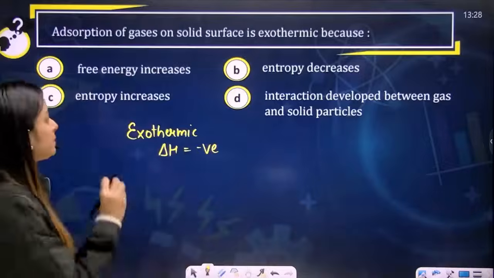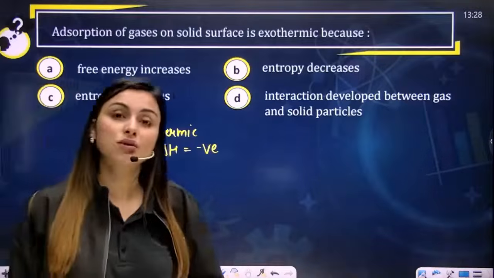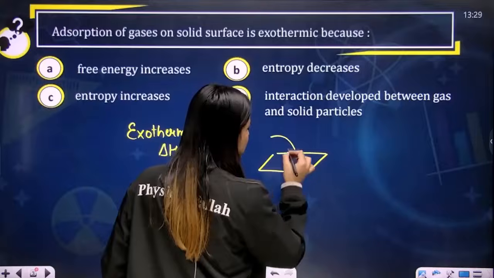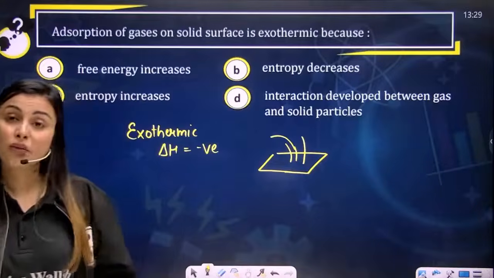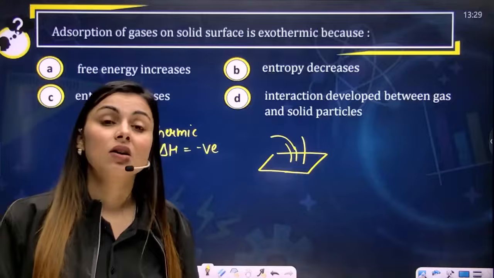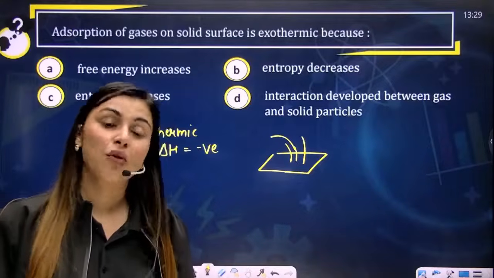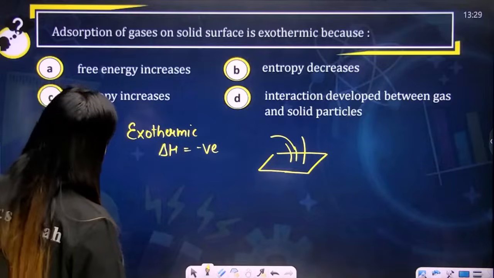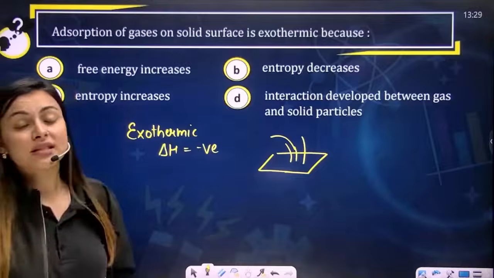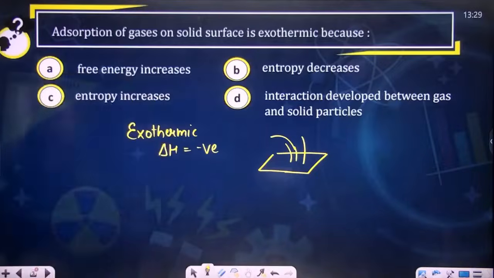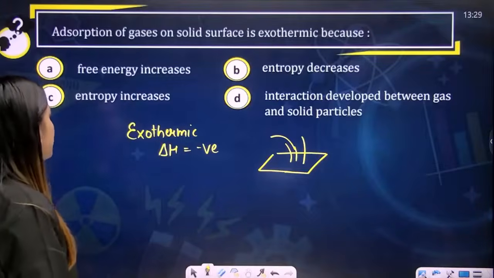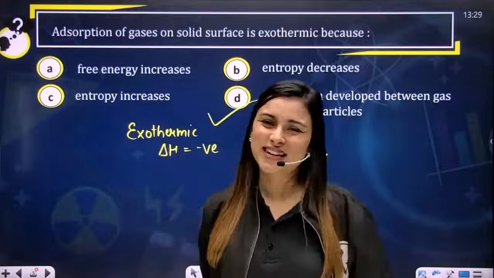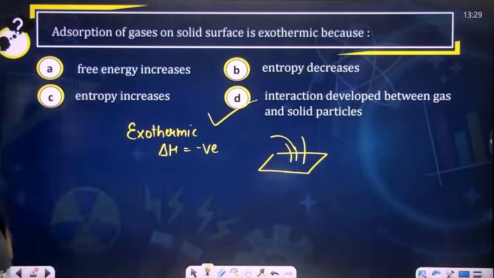And if we talk about the adsorption process, yes, when the gaseous particles come and adsorb on the surface, we say that new interactions are formed. And yes, that is an exothermic process, because when new interactions are formed, energy is released, right? So yes, it's true, adsorption of gases on a solid surface is an exothermic process, because new interactions are developed. Okay, let's read the options. Free energy increases, entropy decreases, entropy increases, interaction developed between gas and solid particles. Yes, so option D is your correct answer. I hope you're clear with this. Now let's move forward to the next question.